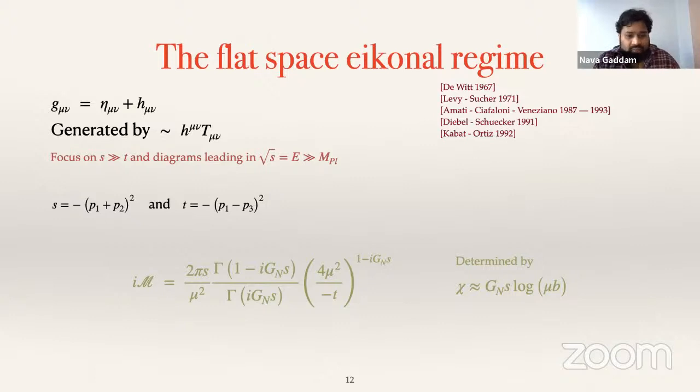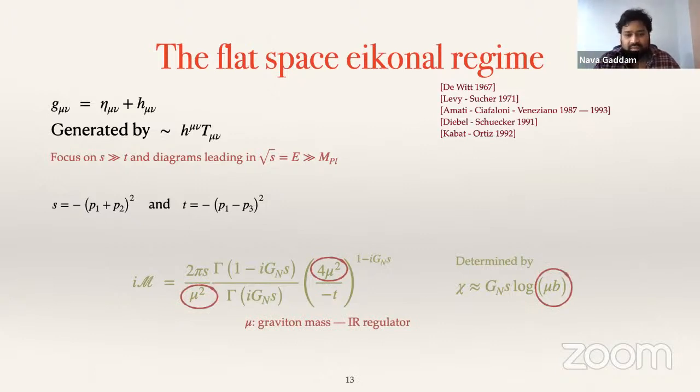T is the other Mandelstam variable. And this amplitude can actually be written as an integral over some unique function, which I write at the bottom, called chi. It's called the eikonal function. Notice that there's a new parameter mu.